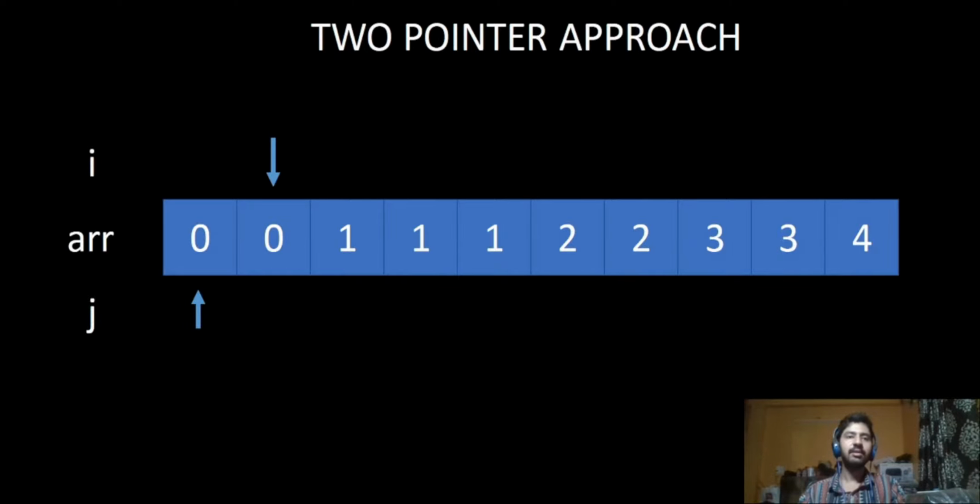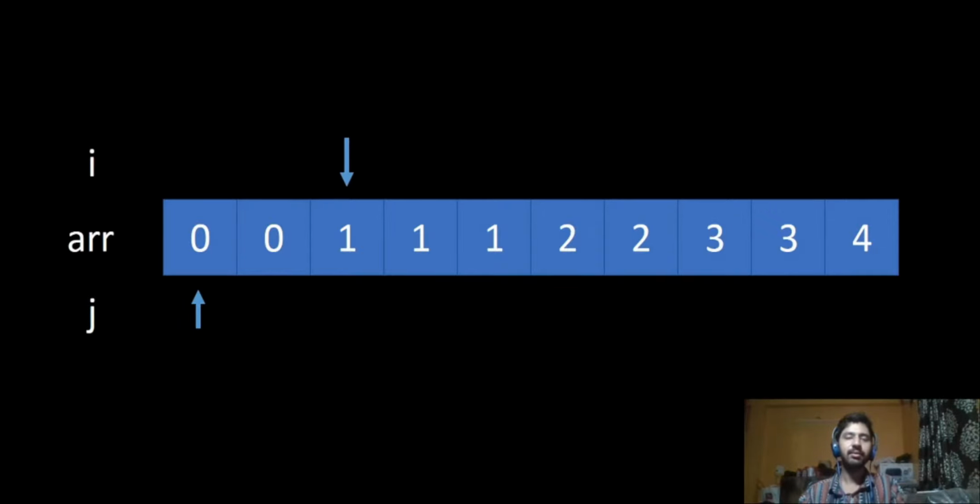So now initially j points to the first position, meaning it's already included, and i starts from the second position. Here, the ith position element is the same as the previous one, so you ignore it. When you get to 1, it's not the same as the previous one, so it's a unique element. So you increment j here and store it in that position. Now these are the same as the previous one, so you ignore them. And when you reach 2, it's a unique element, and you increment j and you store it. So if you keep following the same approach, you'll finally end up with this.